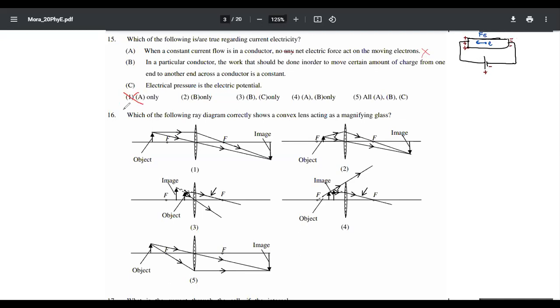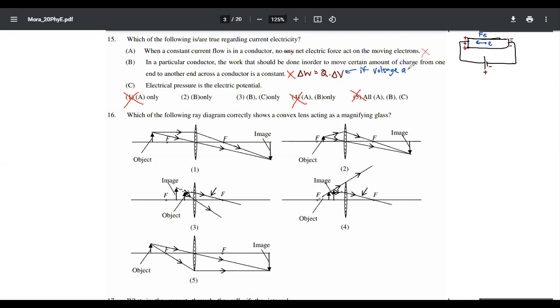Since that's incorrect, we can say first is wrong, fourth is wrong, fifth is wrong, either second or third. In a particular conductor, the work that should be done in order to move a certain amount of charge from one end to another end across the conductor is a constant. I don't agree with that also. Why? Let me explain. Work done is equal to Q dot delta V, okay? So when you have a conductor, work done will depend on delta V, right?